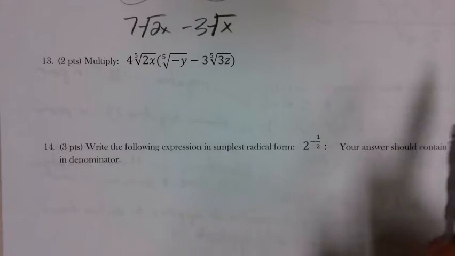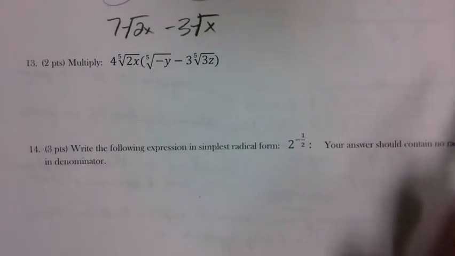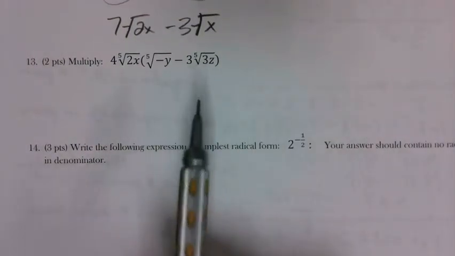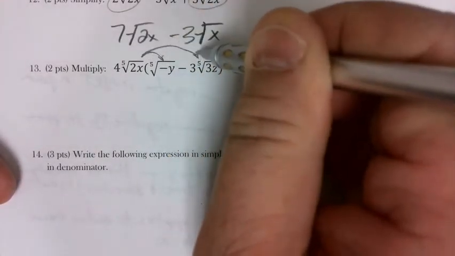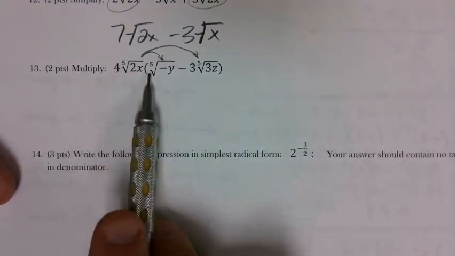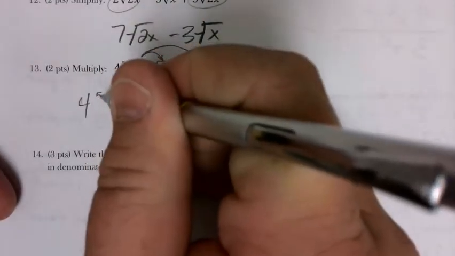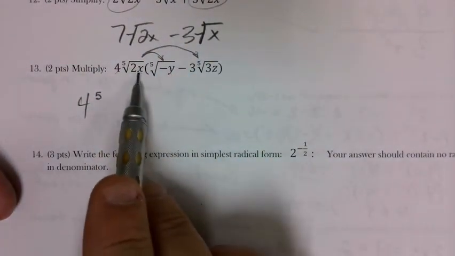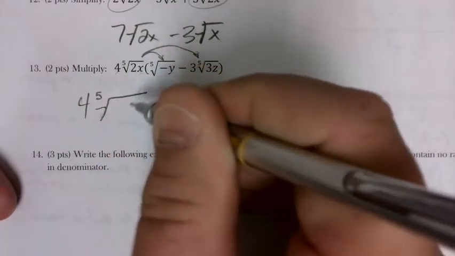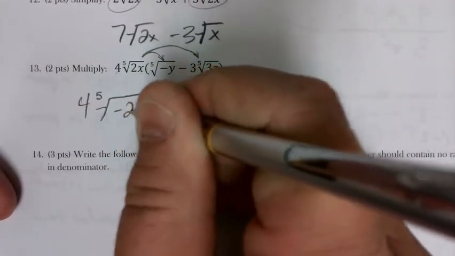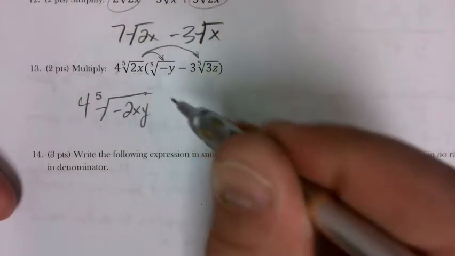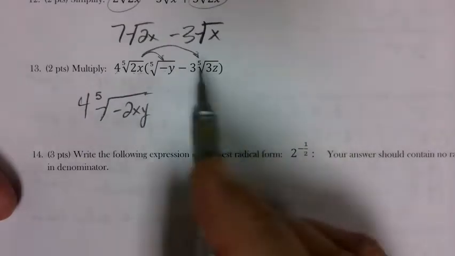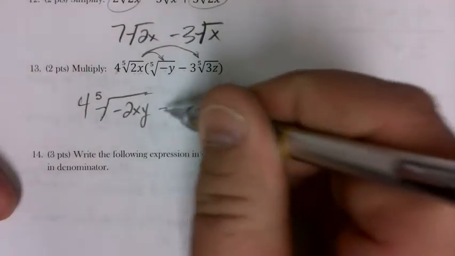4 times the 5th root of 2x y, times the 5th root of negative y minus 3 times the 5th root of 3z. And I've got to multiply. Okay, now remember, multiplying outside times outside. So 4 times nothing makes just 4. And I've got the 5th root of inside times inside. 2x times negative y is negative 2xy, because I'm multiplying number times number, variable times variable. And those variables don't combine because they're different. Okay, 4 times a negative 3, that makes negative 12.